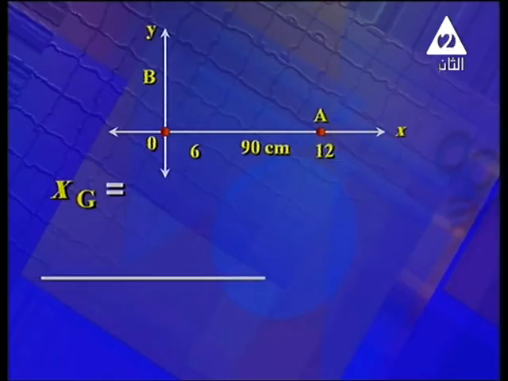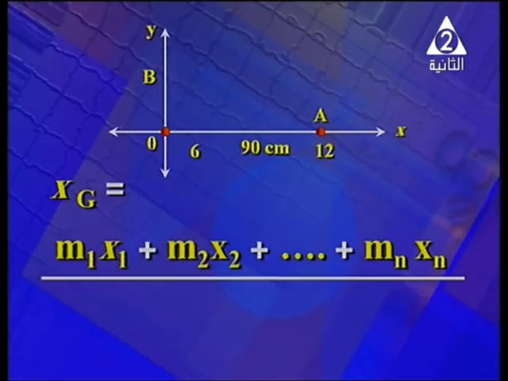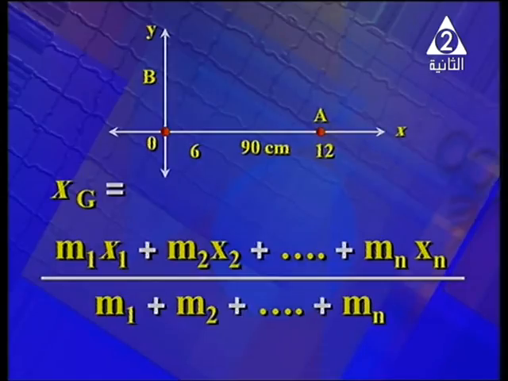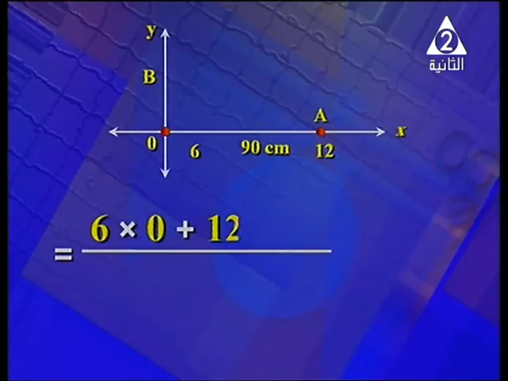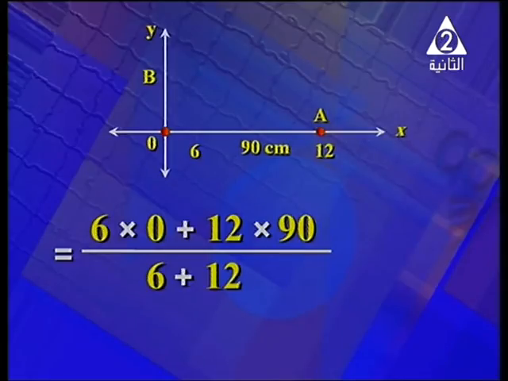Then what is the xg? By using the rule, xg equals m1x1 plus m2x2 plus up to mnxn over the sum of the masses, m1 plus m2 up to mn. By using the components and the masses, 6 times 0 plus 12 times 90 over the sum of the masses, 6 plus 12, equals 60 centimeter. Then this is xg.